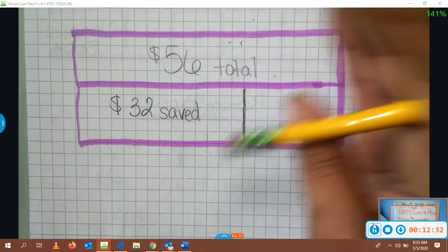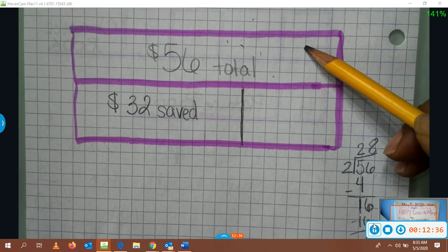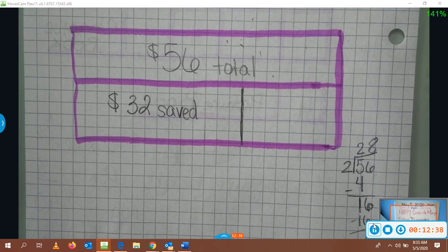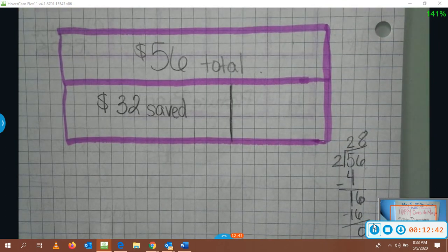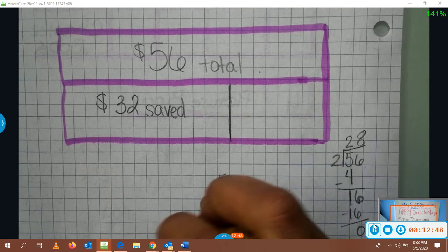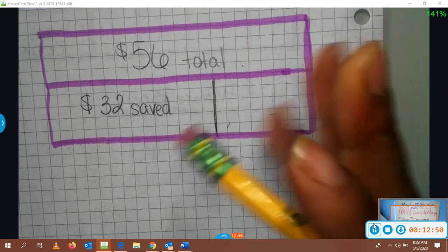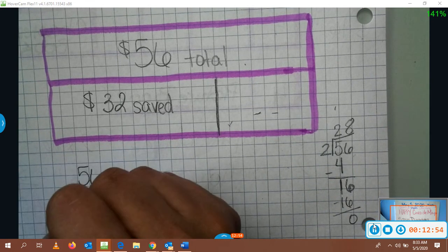So this is how much she saved. She saved over half of the money. So she only makes $4, right? So let's figure out how much money she needs, how much money she needs after this $32 is saved. So let's just write 56 minus 32.